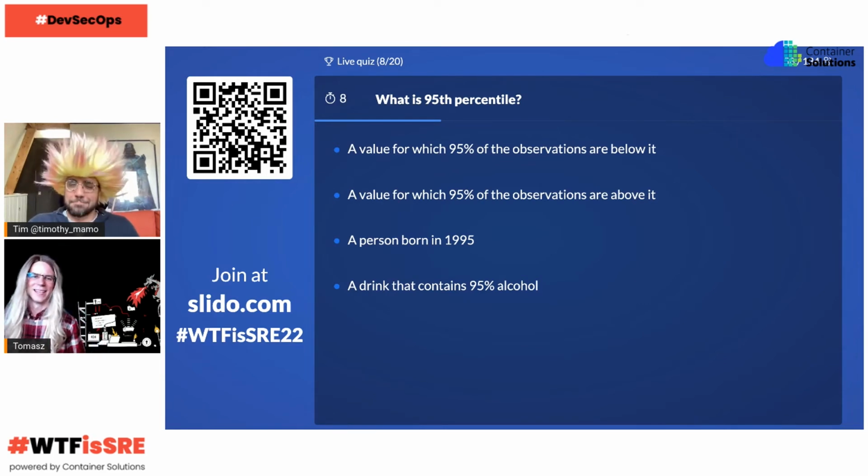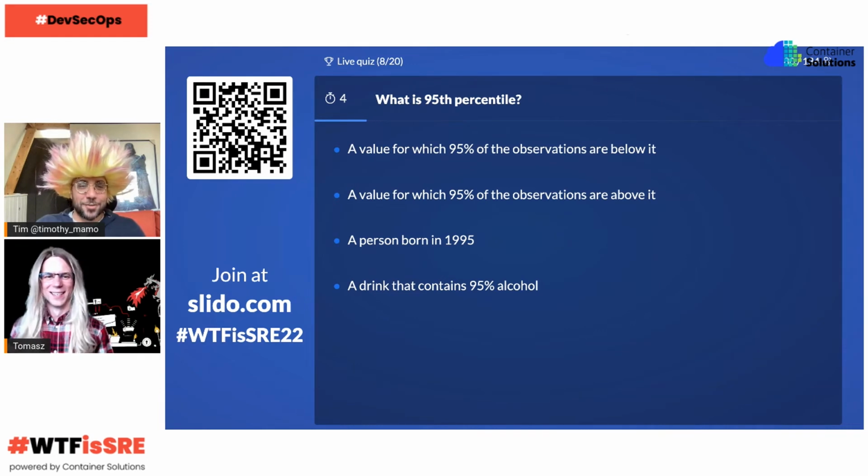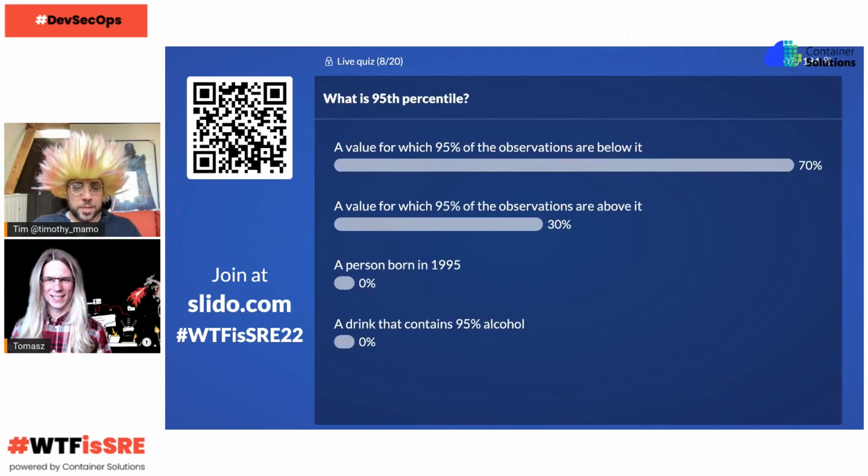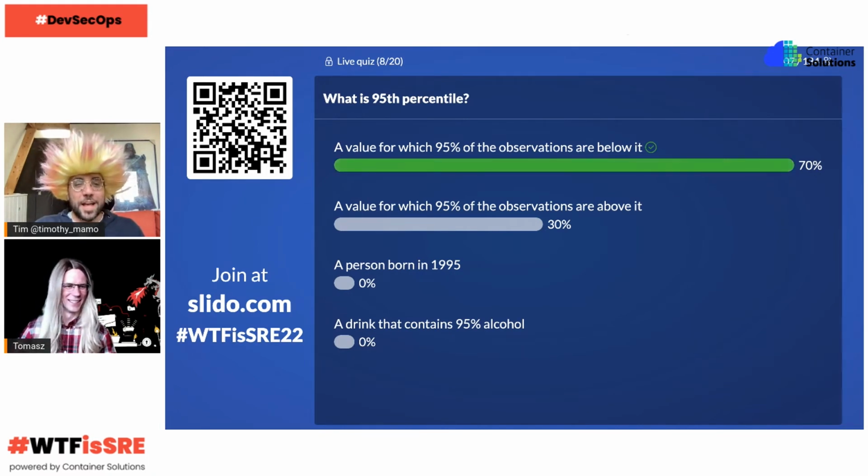Ooh, 95%. I don't think anybody will be doing a lot of SRE after that. Exactly. Quite spread. Nobody's gone for the 95% alcohol. That's good. And the right answer is a value for which 95% of the observations are below it.